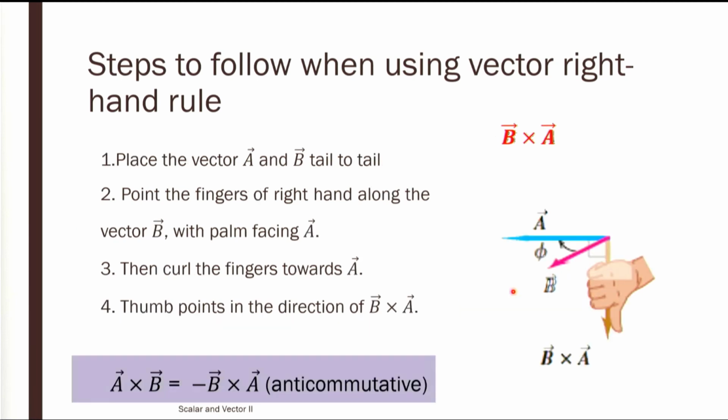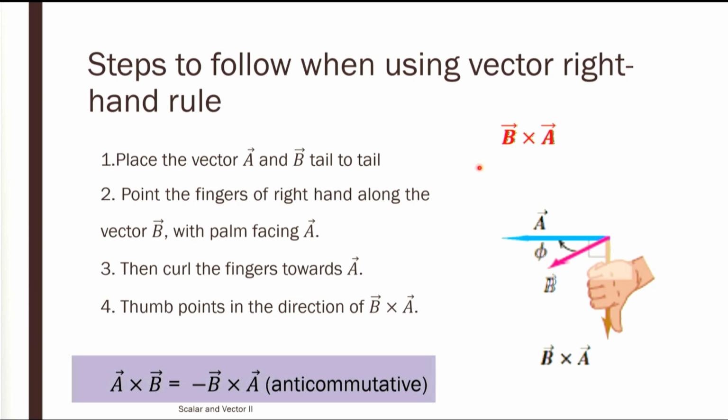Okay, let's consider another scenario. What if I want to get B cross A? Using the same rule, I'm going to place my forefinger along B. But if I want to curl it towards A, I cannot use my hand this way. So that means I am going to point my thumb down. With my thumb facing down, I can get my fingers along B, then curve them towards A to get B cross A. So that means the direction is downward.